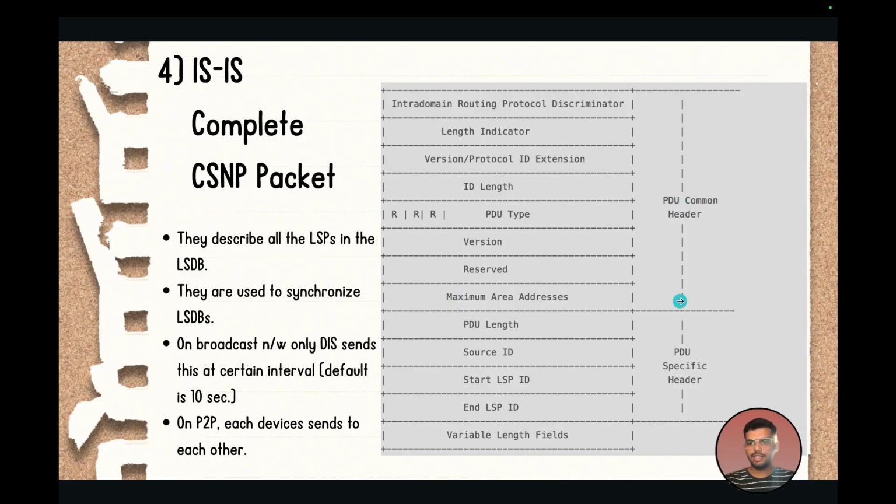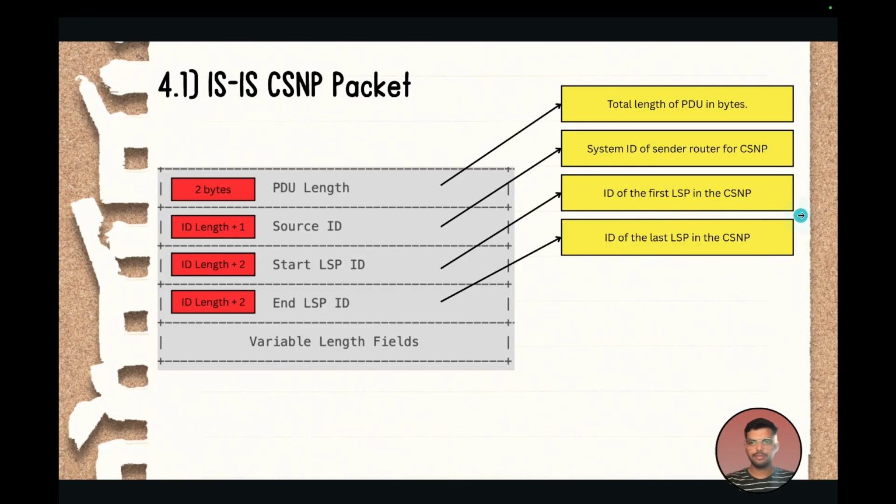Now let's remove this PDU common header and focus on this PDU specific header. As you can see, the lengths of all the fields are indicated here. PDU length, as the name suggests, is the total length of the PDU, indicated in the first field. Then we have the source ID, which is nothing but the system ID of the sender router for this CSNP packet.